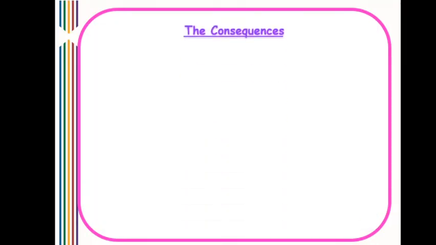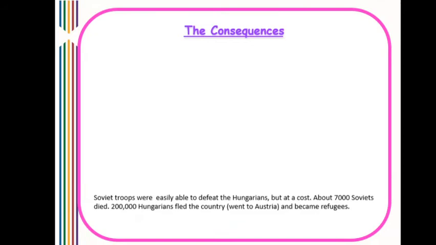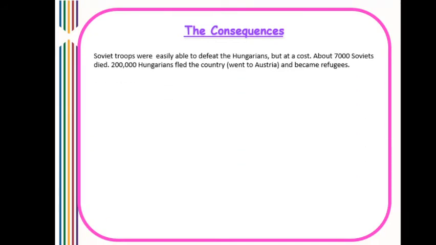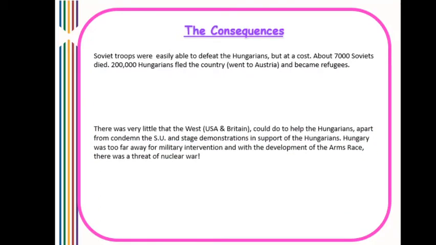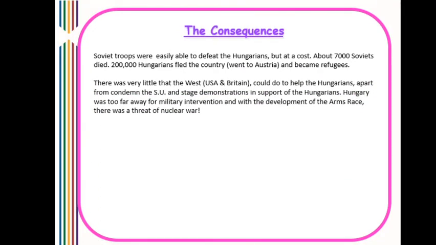So what were the consequences of the uprising? What happened afterwards? The Soviet troops were easily able to defeat the Hungarians, but at a cost. About 7,000 Soviets died, 200,000 Hungarians fled the country, and they went to Austria and became refugees. There was very little that the West, so USA and Britain, could do to help the Hungarians apart from condemn the Soviet Union's actions and stage demonstrations in support of the Hungarians.